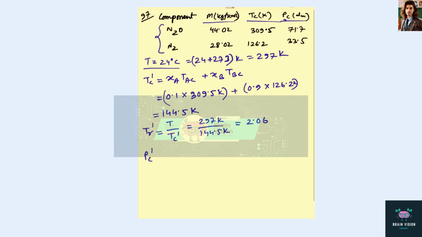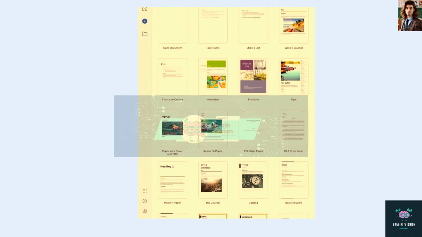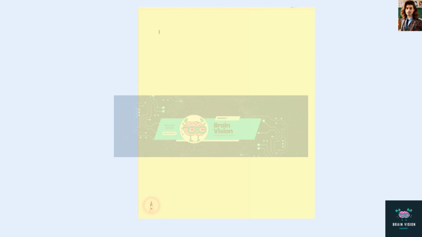Now let us calculate the pseudo-critical pressure. The pseudo-critical pressure is 37.3 atmospheric pressure. Now we need to calculate the average molecular weight of the gas mixture and the specific molar volume. Let us do that.